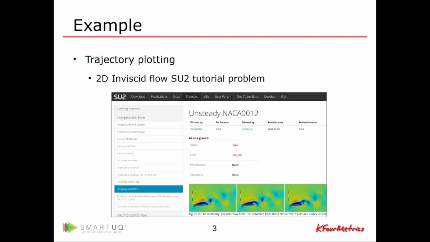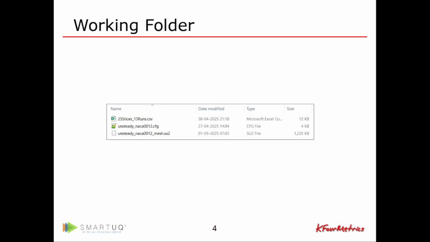I'll be using the same NACA airfoil example from the SU2 tutorial, which I used for the continuous response emulator series as well. So this is our initial working folder. I have a CSV file that contains input parameters. I have 25 slices of data and each slice has input parameters for 15 runs. I got this CSV file from the DOE option in SmartUQ. We have covered this in the first part of the continuous response emulator series, so I leave a link in the description so you can check it out.